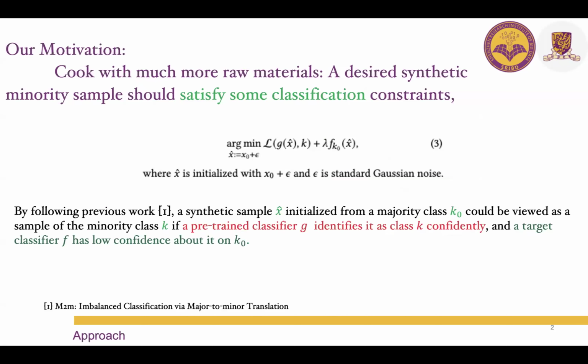Okay, our motivation stems from the idea that creating more synthetic samples for minority classes can help balance the dataset. However, it's not just about creating any synthetic sample. A good synthetic sample should meet specific classification constraints. Essentially, we want to cook with more raw materials, but ensure they are the right ingredients. As previous work has shown, a synthetic sample from a majority class can be considered a minority class sample if a pre-trained classifier identifies it as such with confidence, where a target classifier is uncertain about its origin.